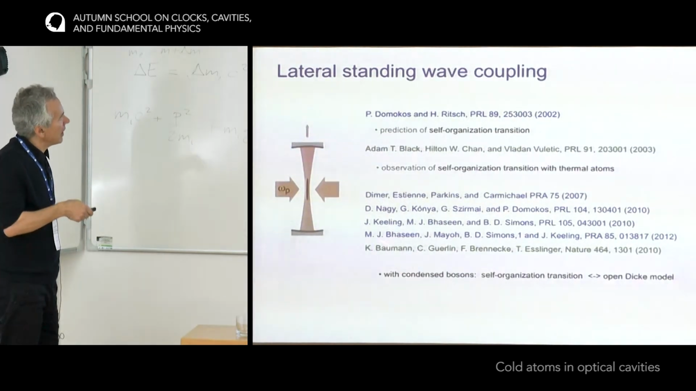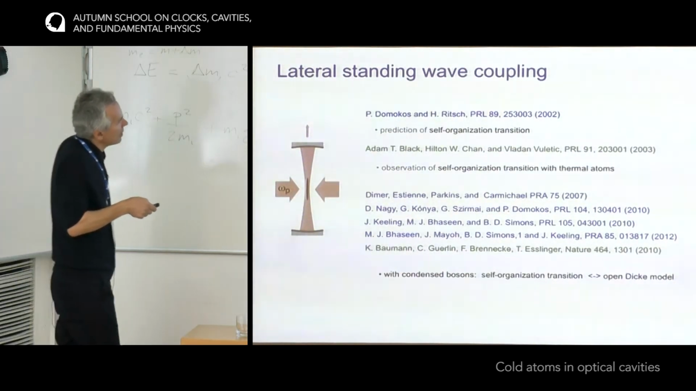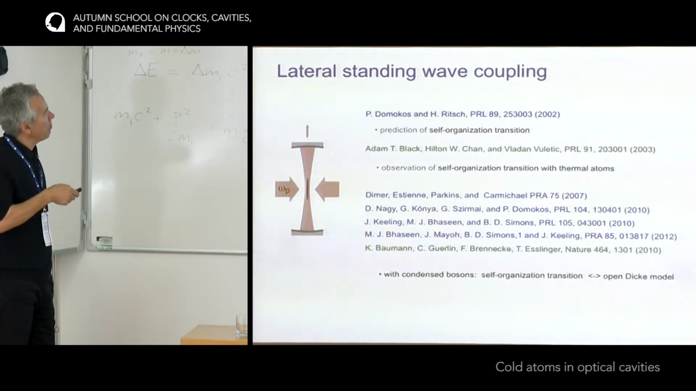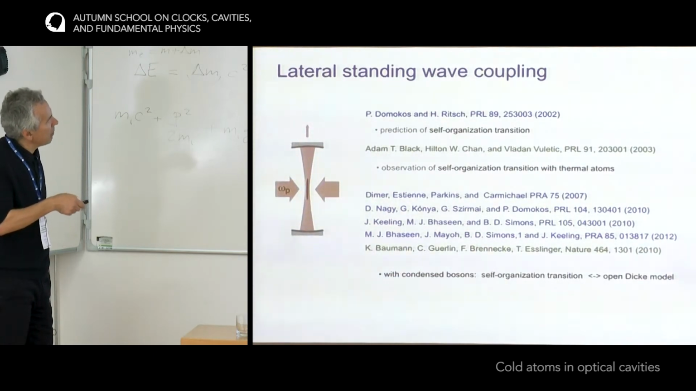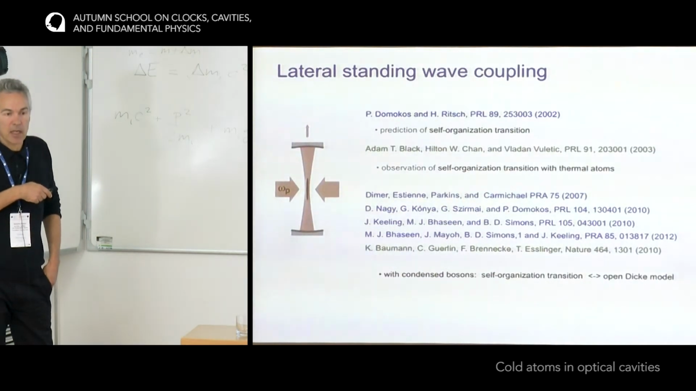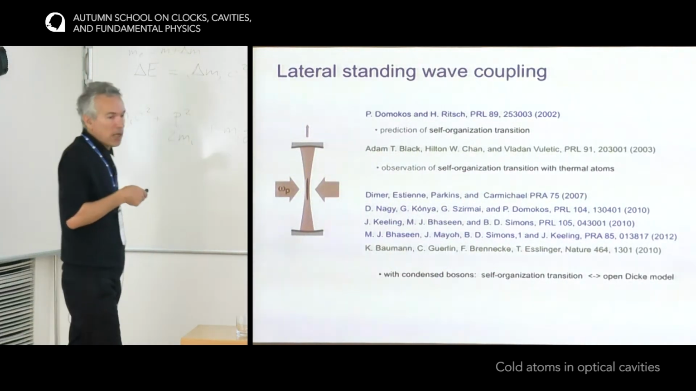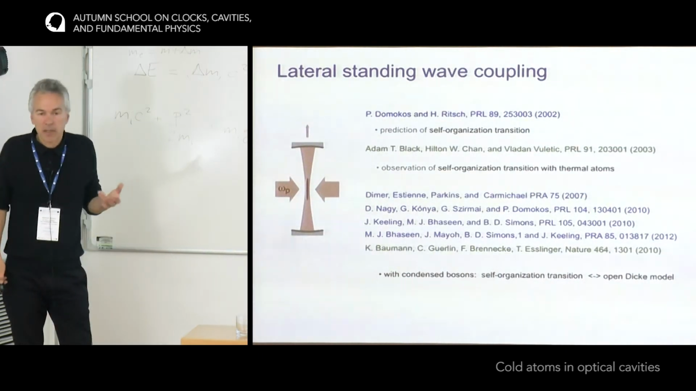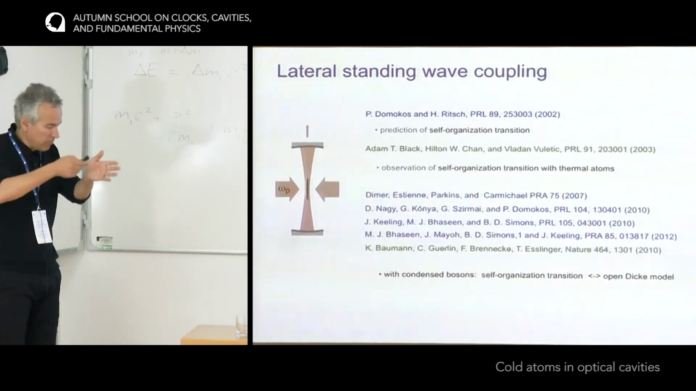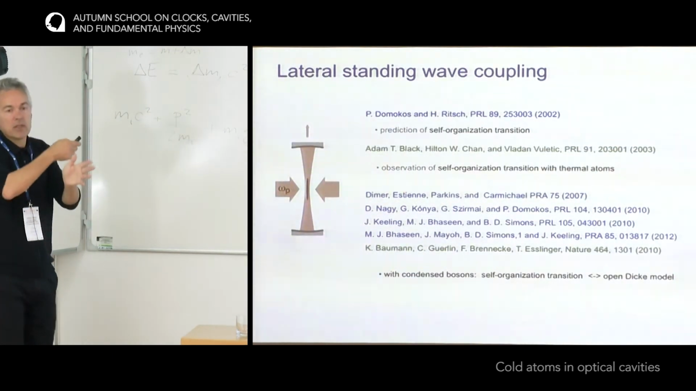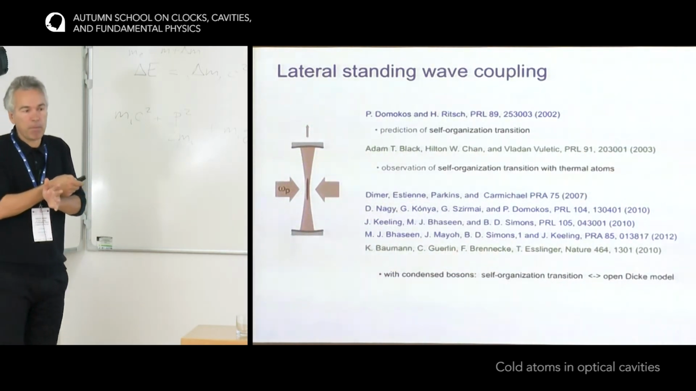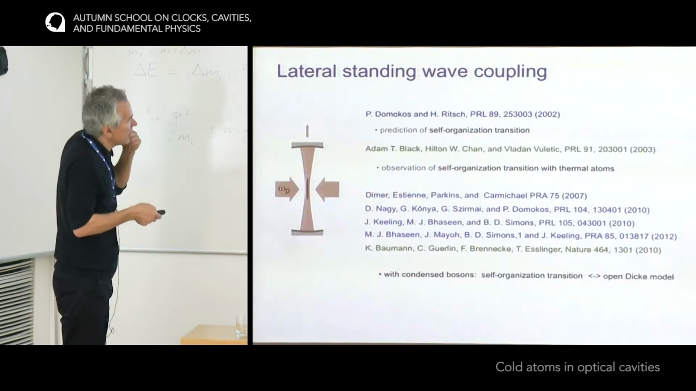And then later, there has been a new step in this in 2010 when Tilman Esslinger's group repeated basically this experiment, well, kind of, but using a Bose-Einstein condensate and not a thermal sample. And they pointed out that this self-organization transition in a certain range of parameters close to the transition boundary is pretty well described by the Dicke model. So that is in that paper.